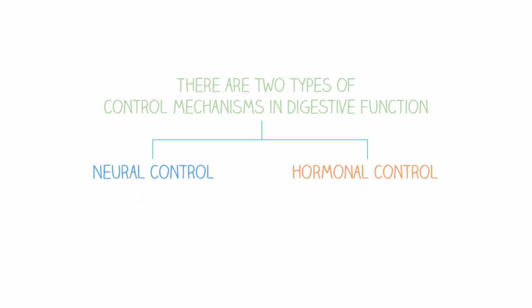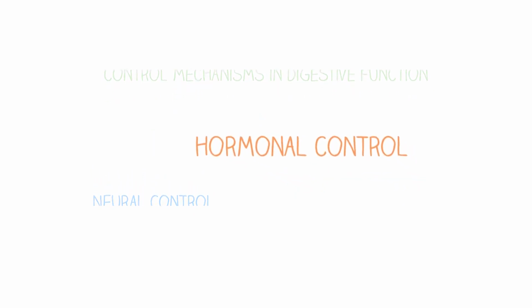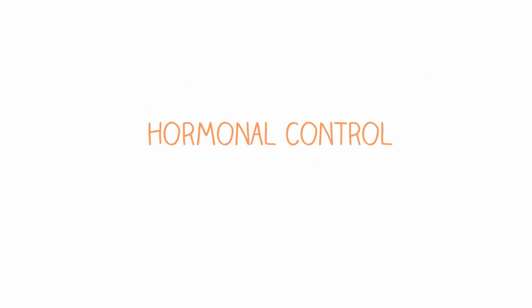There are two types of control mechanisms associated with digestion. They are neural control and hormonal control. Let's have a look at the hormonal control mechanisms of digestion.